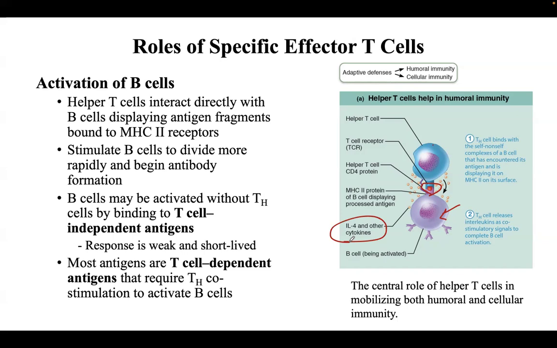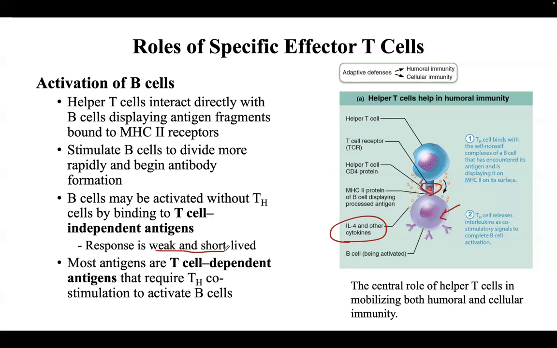Now, can a B cell be activated without a T cell? Yes, it can. Whenever a B cell interacts with an antigen, it is also automatically activated, but that activation is weak and short-lived. If it is activated by a T cell, then that's a long-term response, and the B cell is more fully activated. That's why T cell dependent antigens require TH co-stimulation to activate a B cell. This is how important the T cell is: it can even activate a B cell if needed.